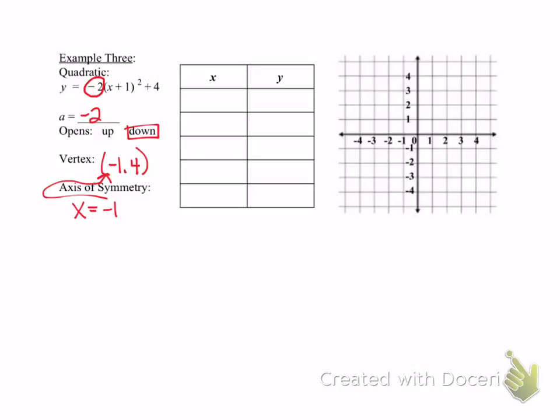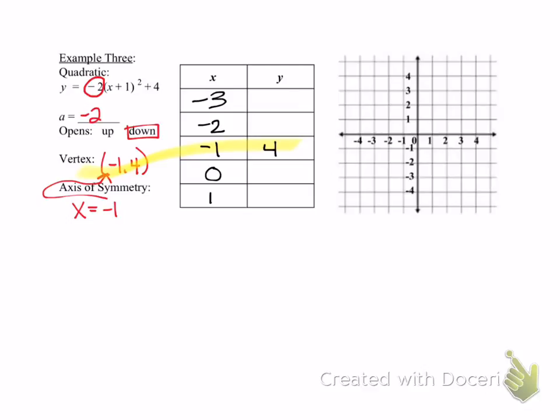Well, let's go ahead and transfer that over to our graph. So remember, it goes in the middle. So we're putting -1, and then 4. So remember, you've got to go 2 up from that and 2 down. So I've got -1, 0, 1, and then -2, -3.